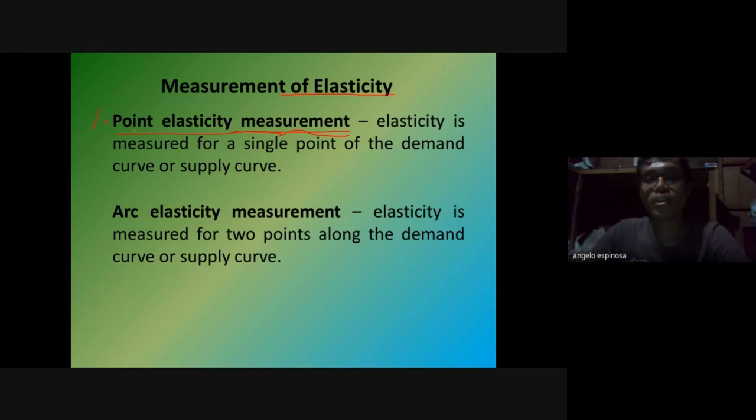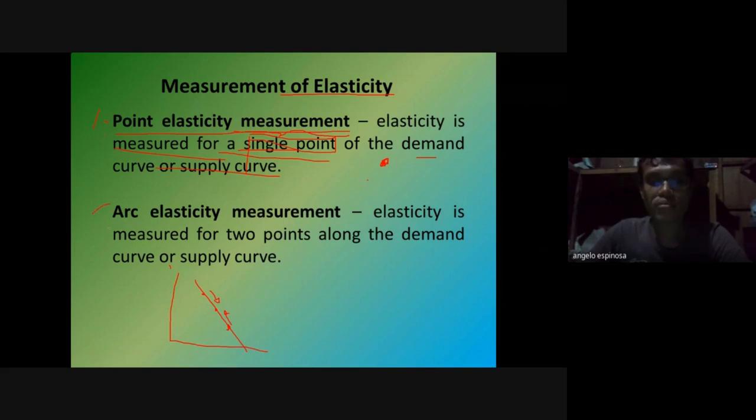Okay? When you talk about point, it only means one or single point. Isa lang. Isang point lang. And that will give you point elasticity measurement: a single point of the demand. So elasticity is measured by using a single point of the demand curve or supply curve. So if this is the graph here, we are going to make a demand here. So what is that single point na minimin niya? Ibig sabihin ito. So this one, ganyan, that is a single point. So that is what we call point elasticity measurement. Nalalaman mo if pababa ba siya or pataas, kasi nagbabago ang point niya.